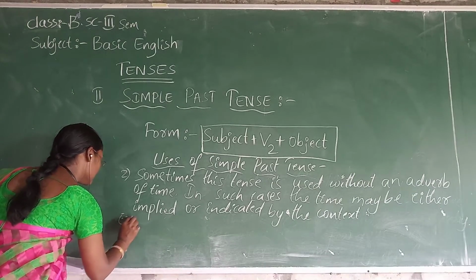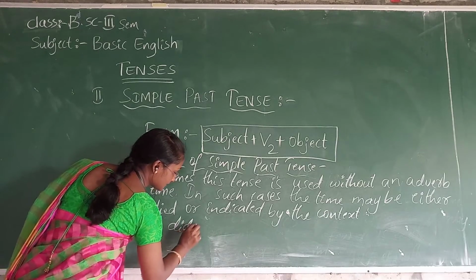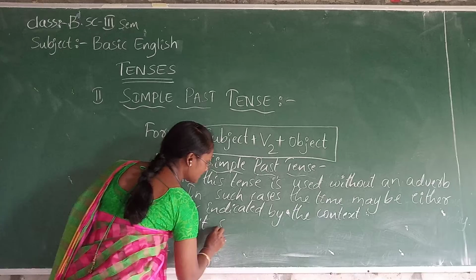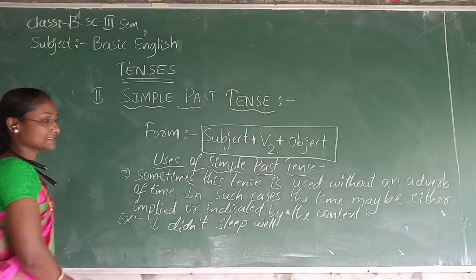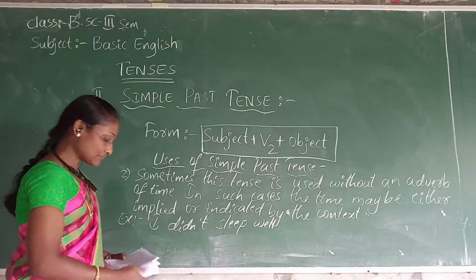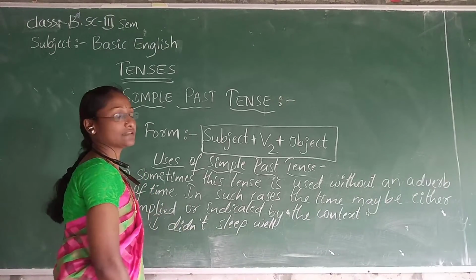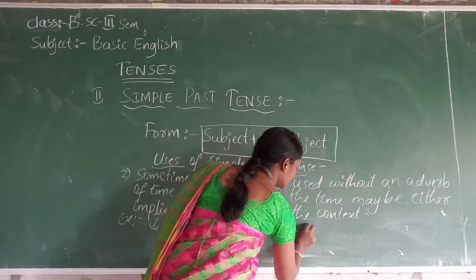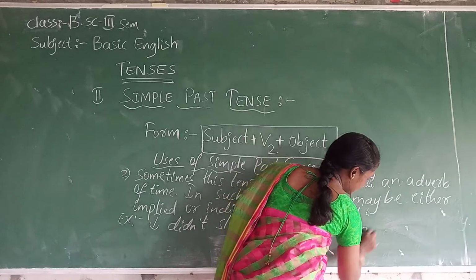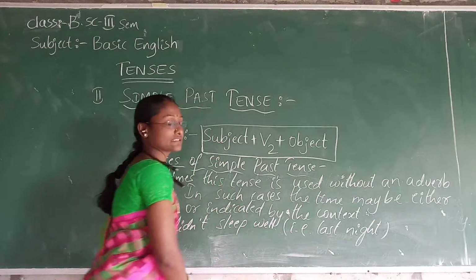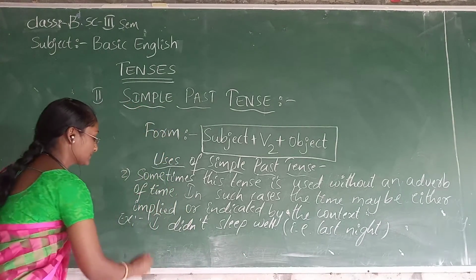For example, I didn't sleep well. Here, in this sentence, I didn't sleep well means that last night he didn't sleep well. It means last night.